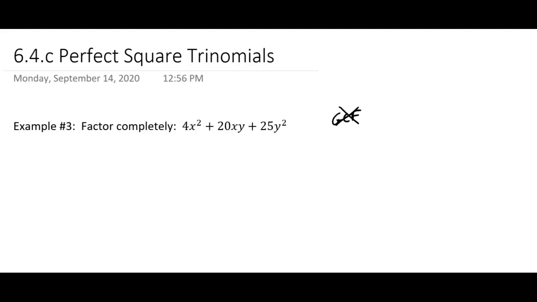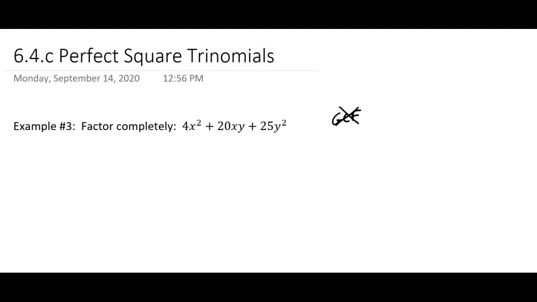There isn't an integer that will go into 4, 20, and 25, and they don't have a variable in all three of them. Two of them have an x, two of them have a y, but not in all three of them. Okay, so right away we go to, well, what are our options for a trinomial?